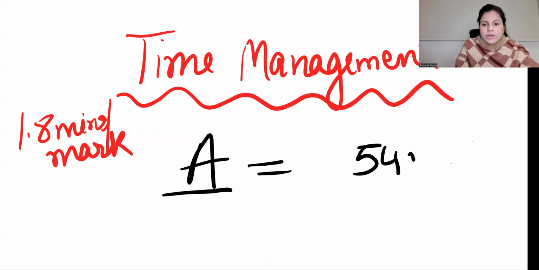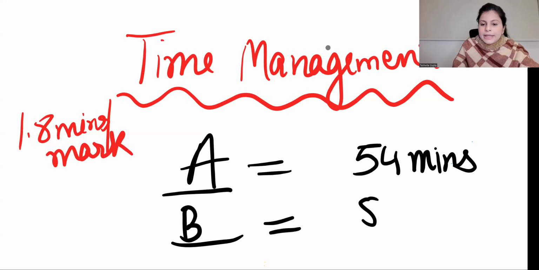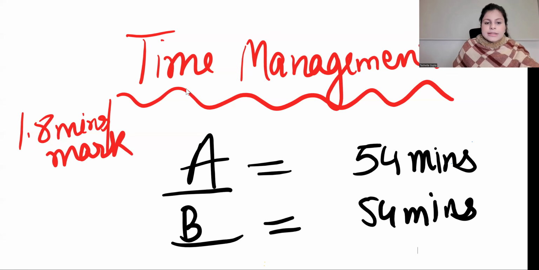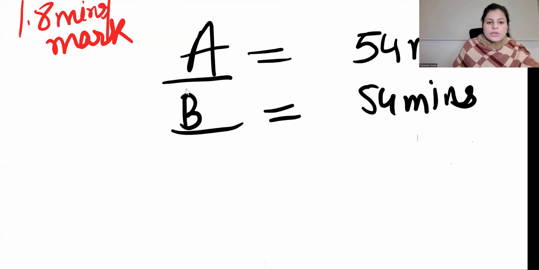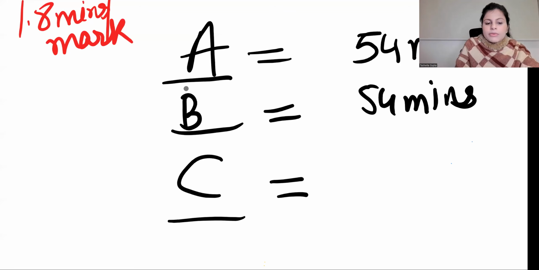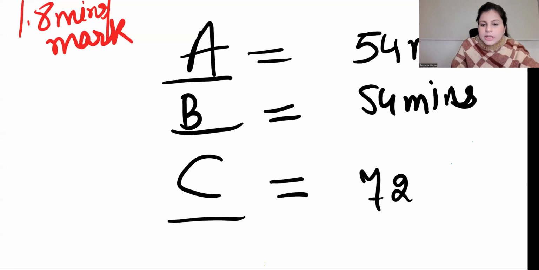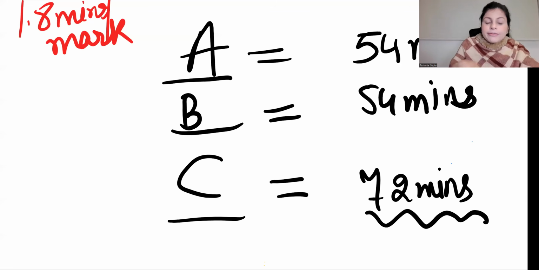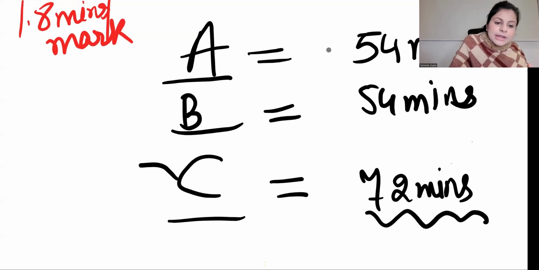54 minutes. Very good. So 54 minutes to section A, 54 minutes to section B, and then lastly to my section C, how much time am I supposed to give? It's 40 marks. So 40 into 1.8, 72 minutes. So I need to leave approximately 1 hour 15 minutes for this section C.